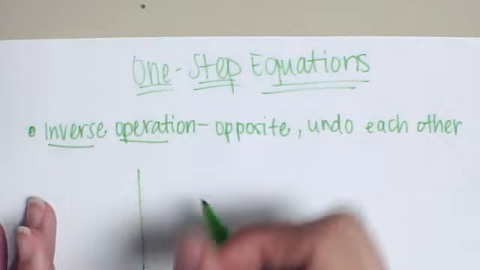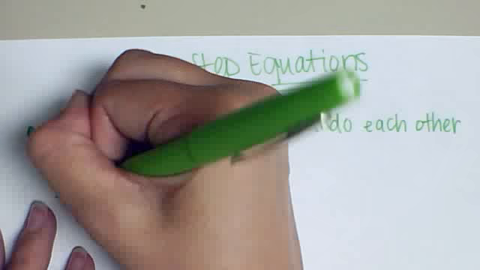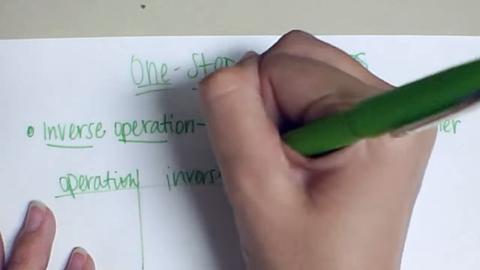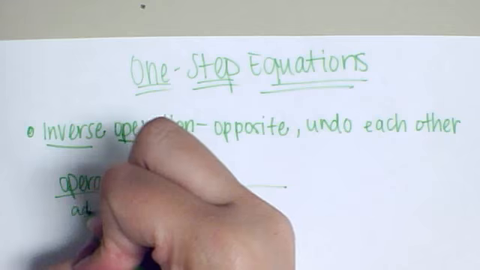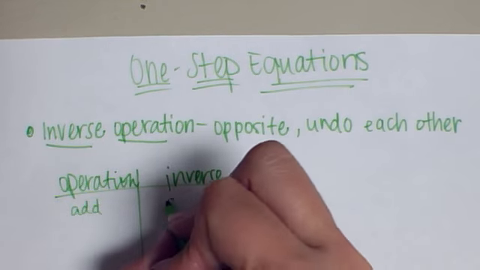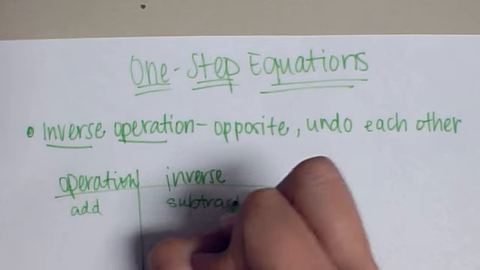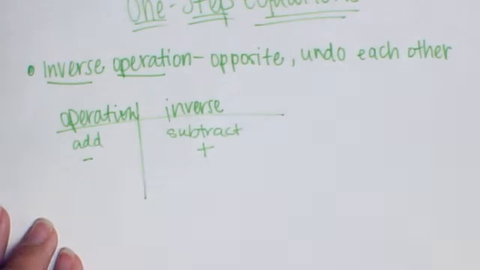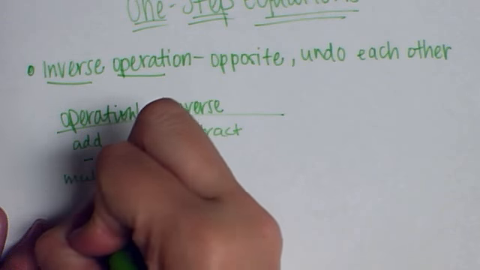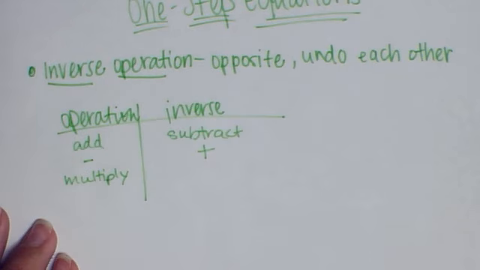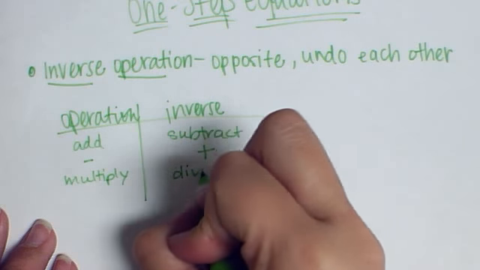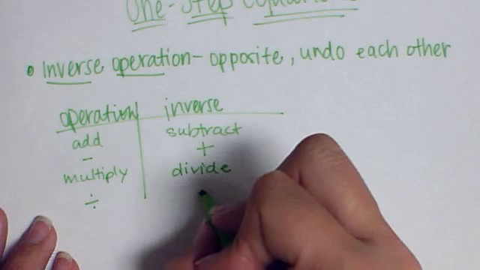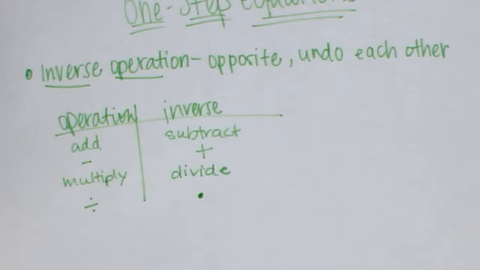Let's make a little chart. We're going to say the operation, and let's review its inverse. So the operation is add, then the inverse would be subtract. Those two are opposites. If I said subtract, you would say the inverse is to add. If I said multiply, I'm hoping you would say the opposite of multiply is to divide. And if I said to divide, hopefully you would say the opposite is to multiply. Hopefully you're familiar with those inverses.